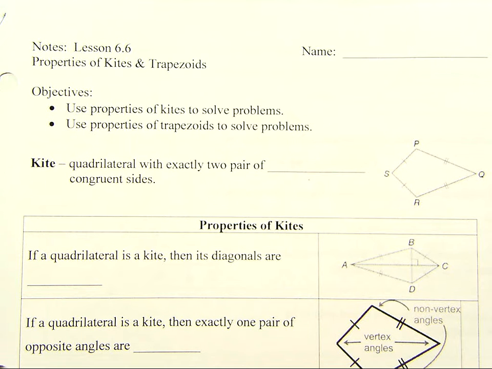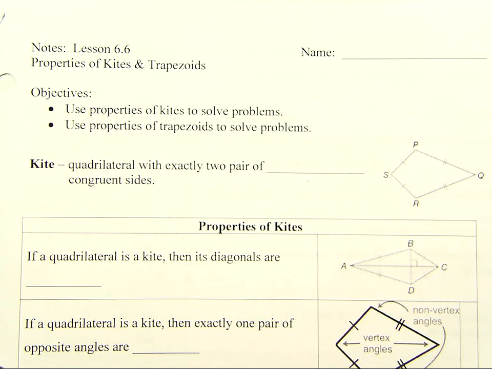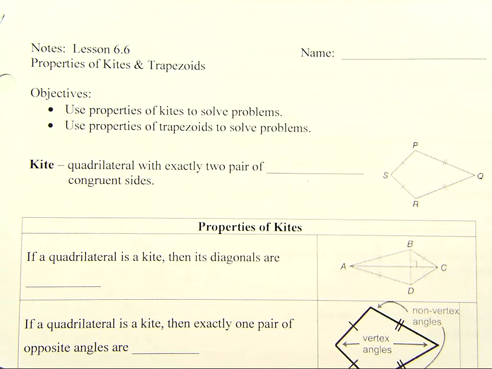In previous lessons, we have been talking about parallelograms and special parallelograms, but today we're going to step back. In lesson 6, we're going to take a look at a couple quadrilaterals, and I'm going to call them a couple special quadrilaterals. We're going to look at the properties of a kite and the properties of a trapezoid. So we're first going to start with a kite.